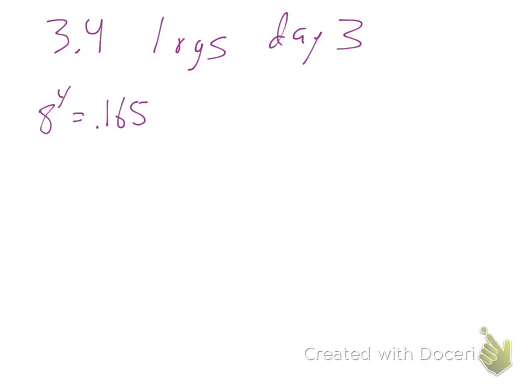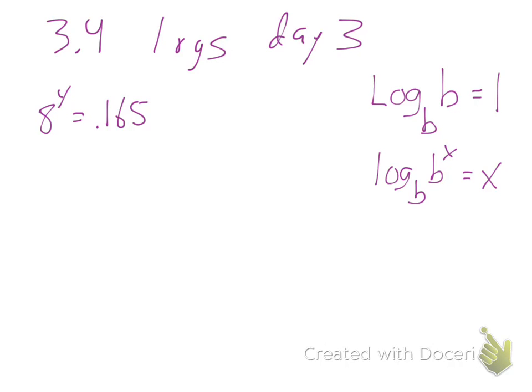And this is what I propose, guys. I propose that we use the fact that log base b of b equals 1, and log base b of b to the x equals x. I'm going to use that one particularly to cancel out bases. I want to drop that y to ground level. I don't want it to be an exponent anymore. So I will take log base the number that has an exponent, in this case, 8.